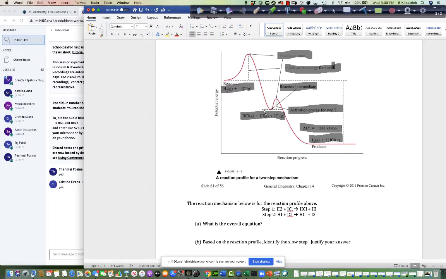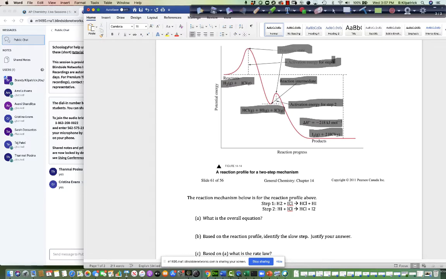Right here is where we have an intermediate. An intermediate is something that we produce in one step and then use in the next step. Now that those things have so much energy, we have to apply more energy for the activation energy of that step, and then we go down to the products. Right here it tells you the reaction mechanism is listed below. So here's our reaction, and here are the steps: step 1 and step 2. For the overall equation, you're just putting them together. Anything that's on both sides cancels.